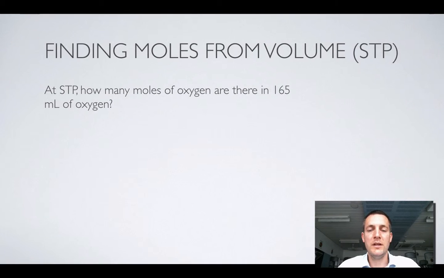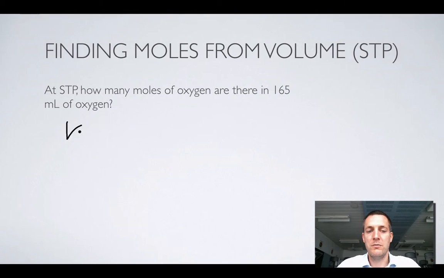Okay, now we're going to do the reverse problem. We're still at STP, and we're going to find the number of moles when we're given a volume. So here's a volume. Now careful here, because this volume is in millilitres, not in litres. Our volumes always have to be given in litres if we're going to use those formulas. So we've got to know that there are 1,000 millilitres in a litre, and that means that we've got 0.165 litres here.